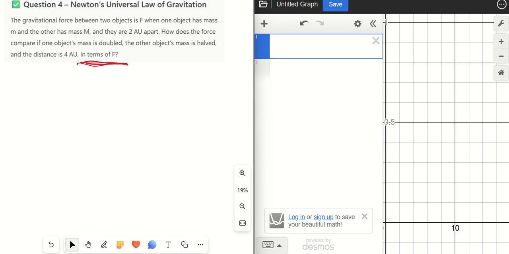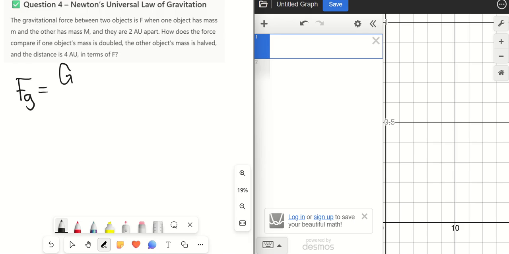Now, our equation that we have here, Newton's law of universal gravitation, is that our force from gravity is equal to the gravitational constant of 6.67 times 10 to the negative 11 multiplied with our masses. I'm going to put a big M and a small m just like they have in our question over the distance squared.